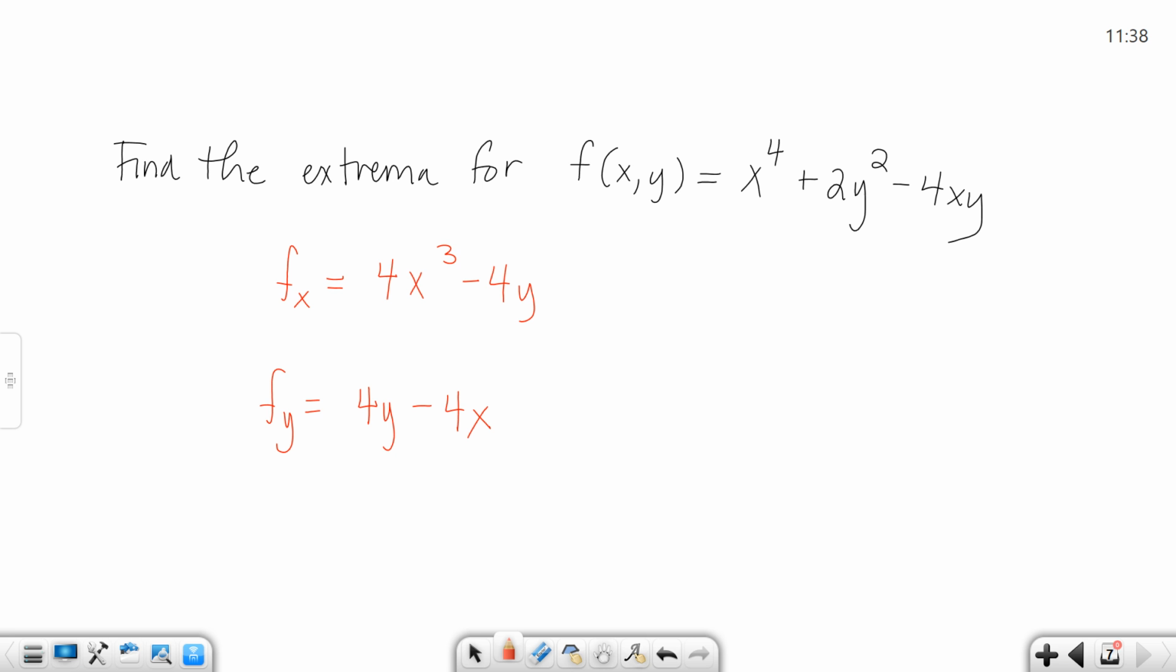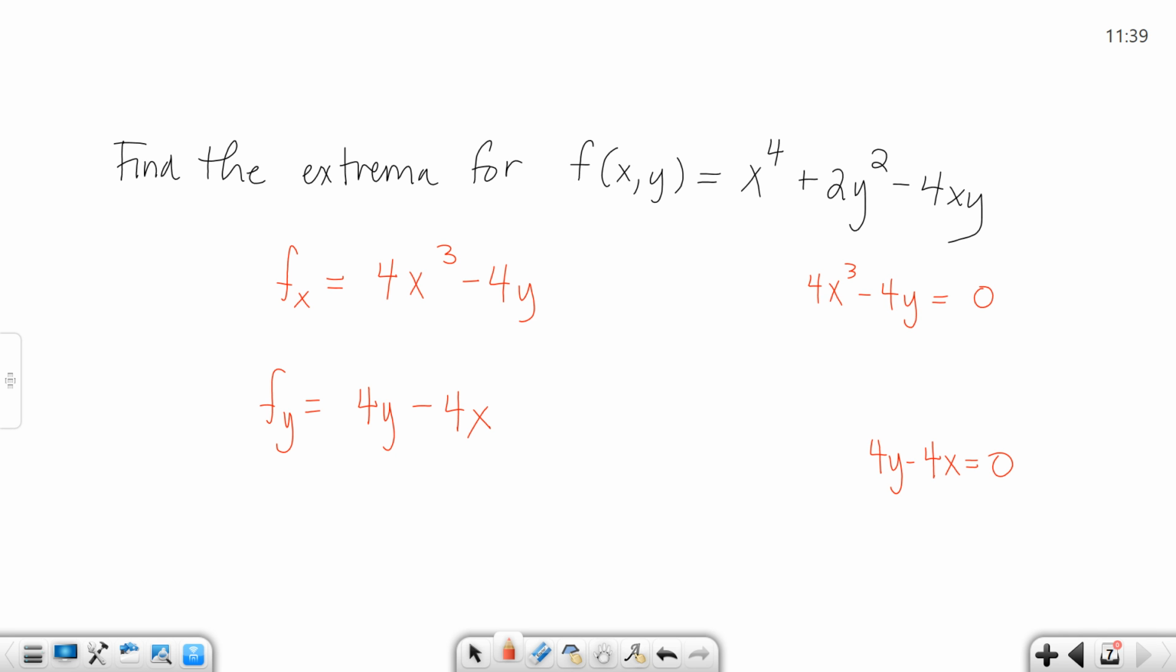Alright, so solving this one's going to be a little bit more troublesome. So if you look at this top one, remember we're going to set it to 0. Now, if they were both x's, that would be easy. You would just factor it, but they're not both x's, so you can't factor it. Looking at the second one, you have that 4y minus 4x would equal 0. Well, that changes things up a bit.